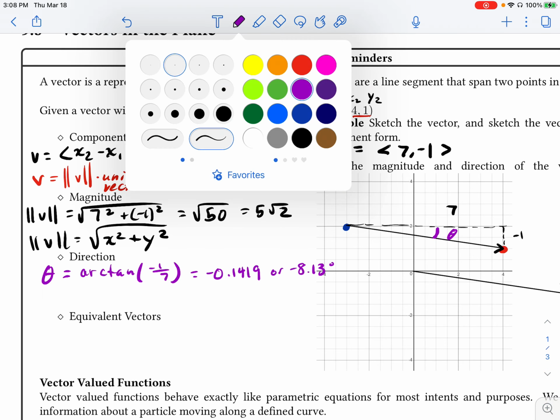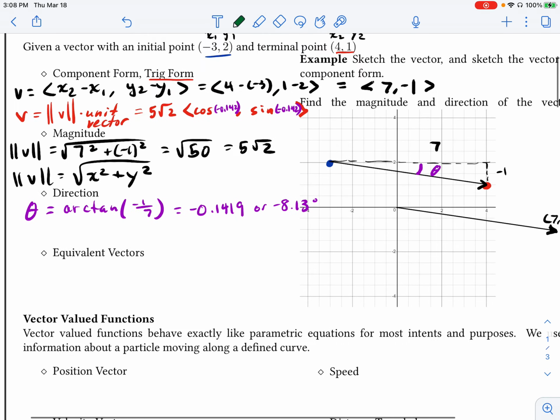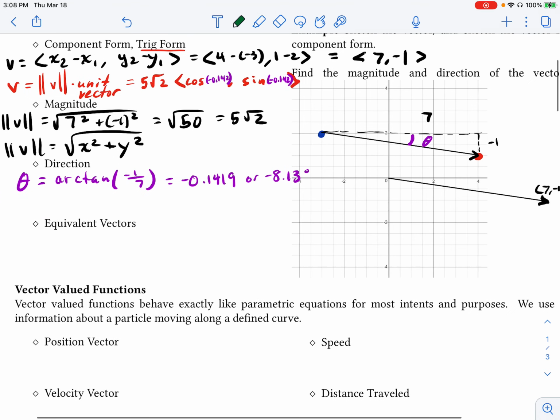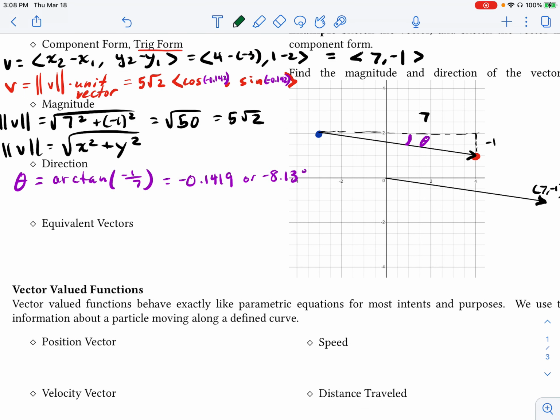form. Now, finally, equivalent vectors. Well, I already kind of touched upon this when I talked about a vector being written in component form. But the idea is, can you come up with a vector that may have a different initial and terminal point, but still has the same component form? So pause the video and see if you can think of an equivalent vector here, something that has the same direction and the same magnitude.